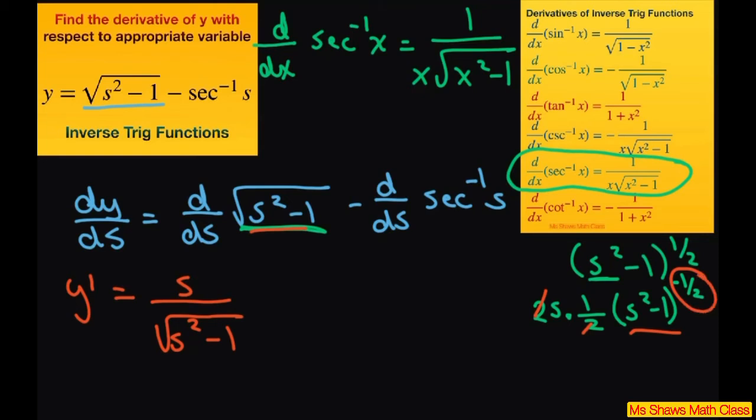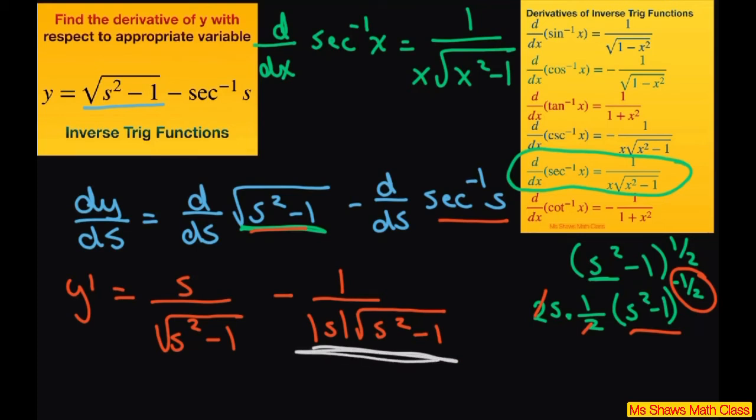So we did that part, and then for this, we're just going to copy down our formula. This is going to be minus 1 divided by the absolute value of s times the square root of s squared minus 1. And the only thing we have to do next is get our common denominator. So I need to make this have an absolute value of s as well.